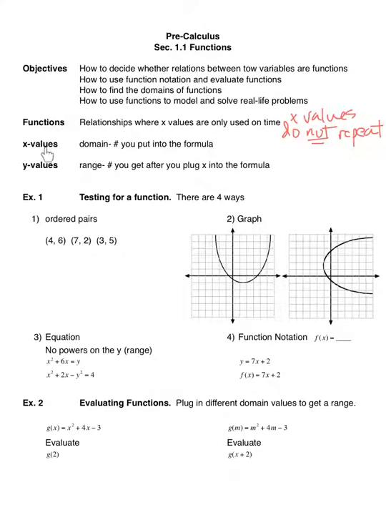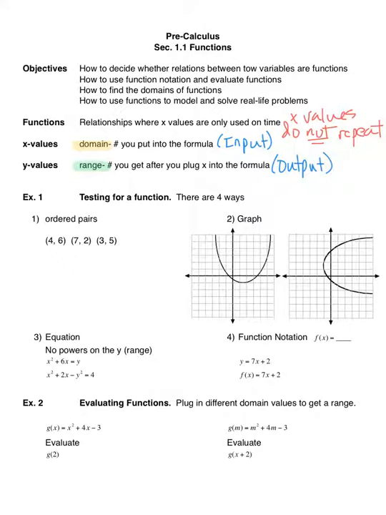Then the x values you're supposed to know is domain. So I would highlight that. Those are the numbers that you put into the formula. They are your input values. And then of course your range is going to be your y values, and they are your output. So you have input, domain, output is range.